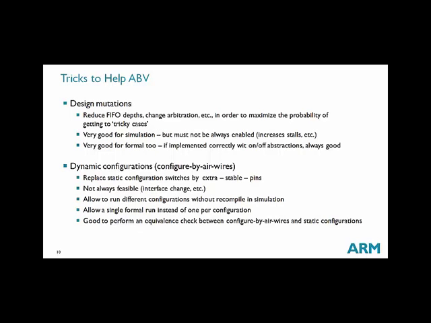Okay, so some other tweaks to help ABV. This applies for simulation, but also for formal. One very important one is to use design mutations. That means that we want to reduce basically the size of the design without removing functionalities, but just reducing the size. For example, if we have a big FIFO, we just reduce its size, so we have more chances that we get the FIFO full, and we all know that the bugs happen when the FIFO is full, not when it's half filled.